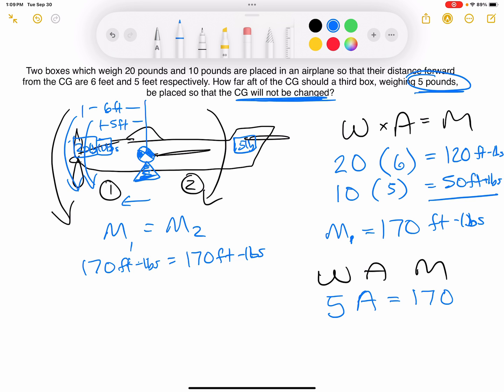So the last thing to do would be to just solve for our arm. In that case, we just divide both sides by 5. We know 5 divided by 5 is just 1, so we're left with 1a. And 170 divided by 5 is 34. If we were going to keep the units here, it would be feet. Perfect, so 34 feet, and that would be our solution.